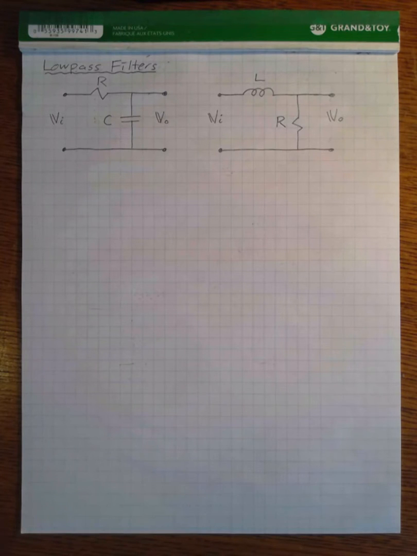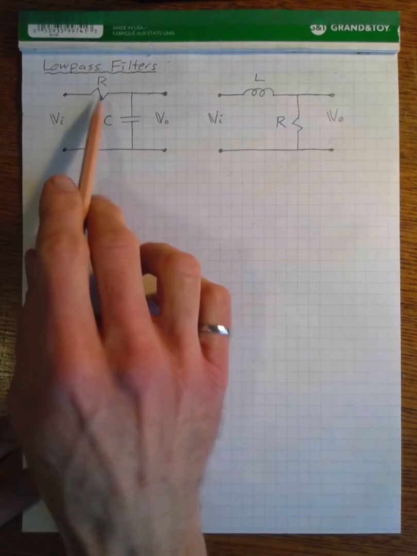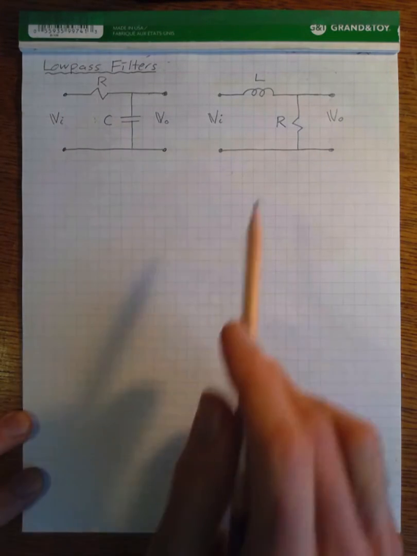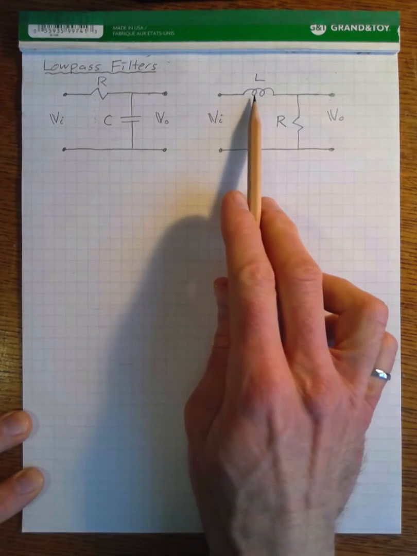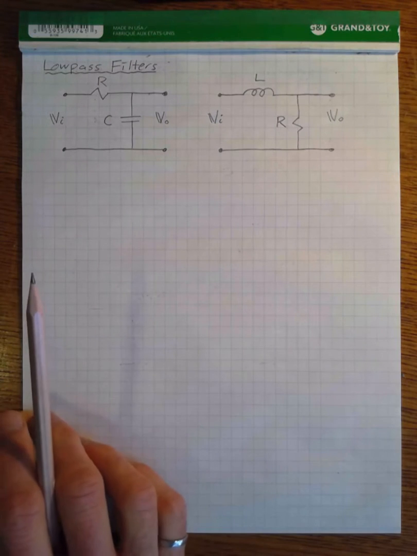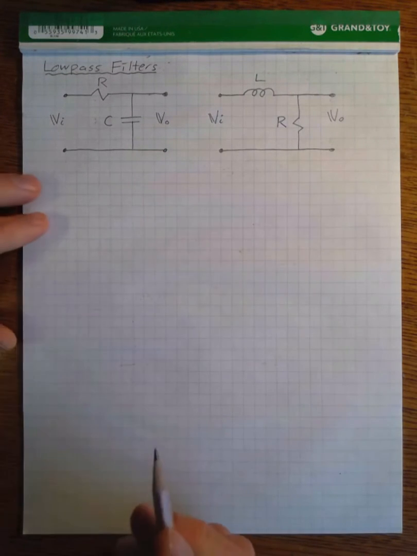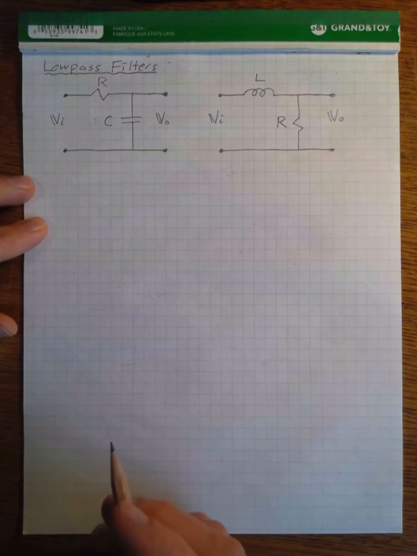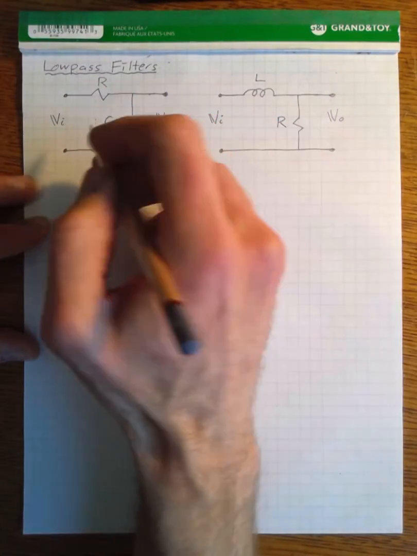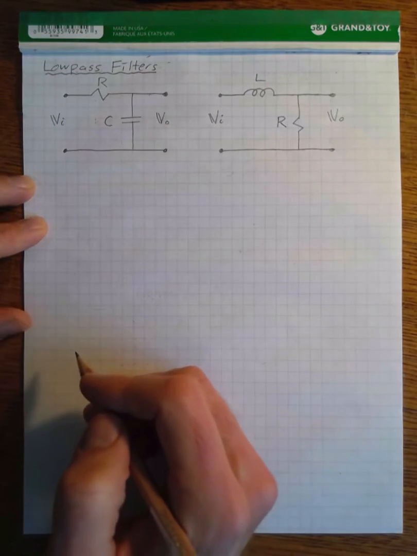So there are actually 2 ways that we can use passive elements to design a simple low-pass filter. The first one is our familiar RC circuit that we've been talking about up until now. The second one is new. The second one has an inductor in series with the input and then a resistor in parallel with the output. And what I'm going to do is use the voltage divider equation that we had on the previous page to determine the transfer function for both of these structures.